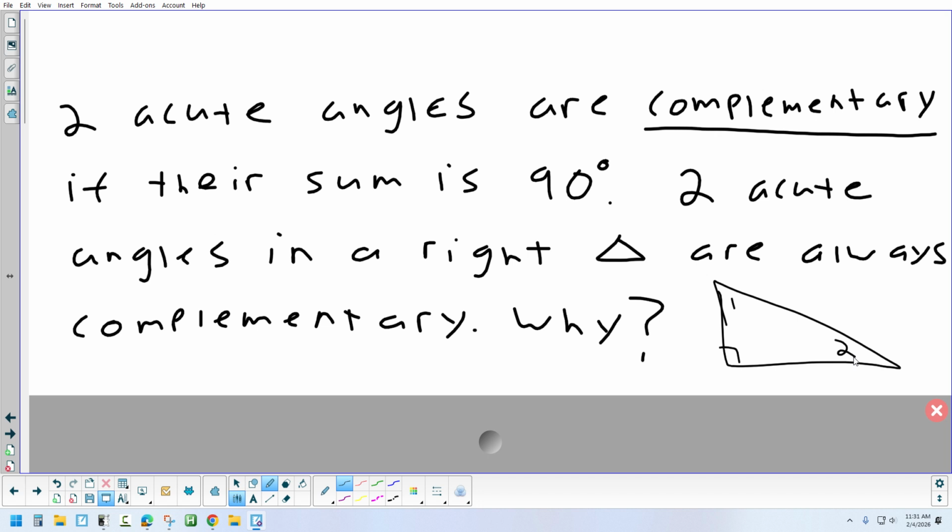Why? We've kind of talked about this in different ways. Because they add up to 90. Right, they have to add up to 90, because all the angles add up to 180. This is a 90. So together, those two have to be a 90, or the whole thing's not going to add up to 180.